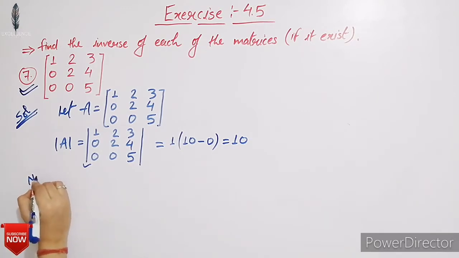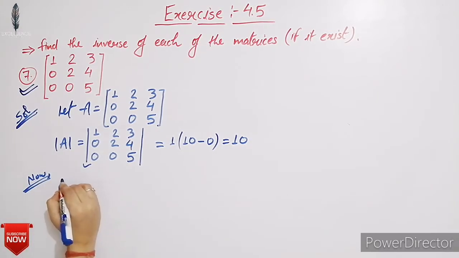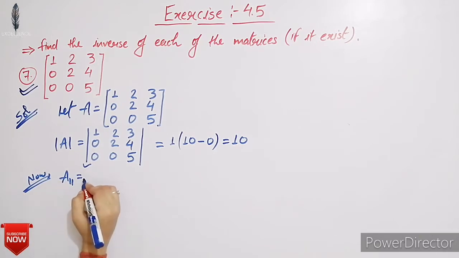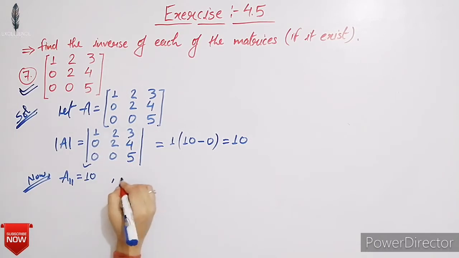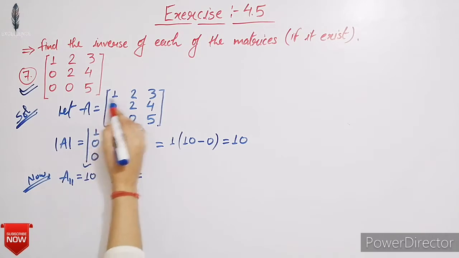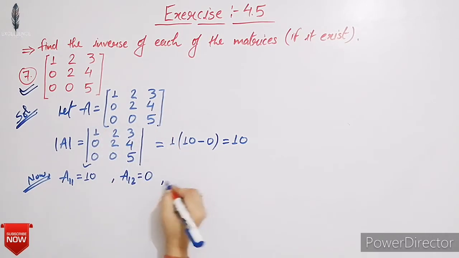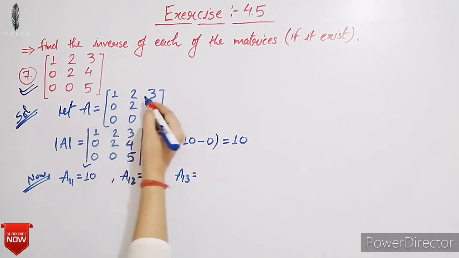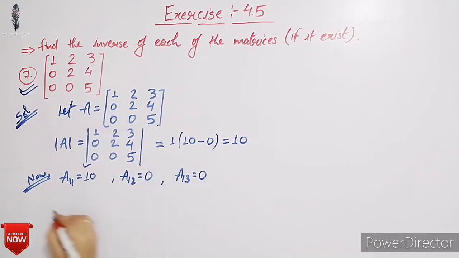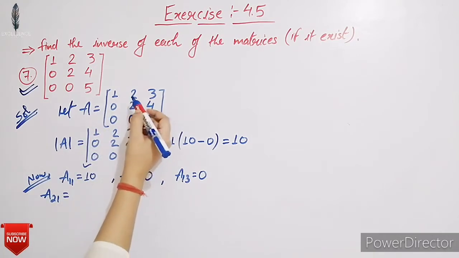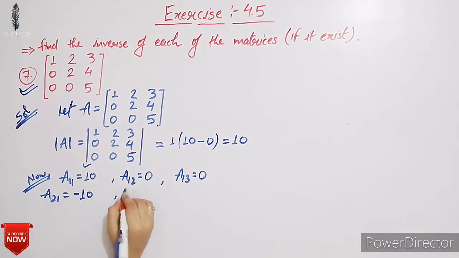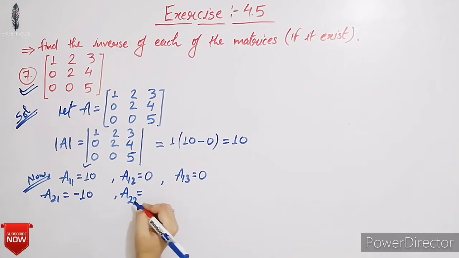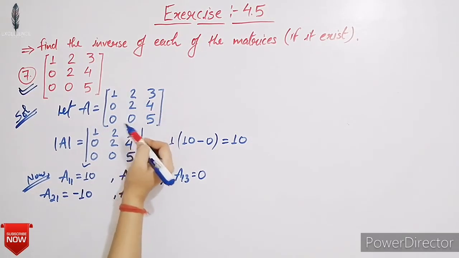Now to find its adjoint, first we have to find its cofactors. So now here A11 is equal to positive M11. On blocking first row and first column, we have 10. And A12 is equal to negative M12, so here 0. And A13 is equal to positive M13, that is also 0. And A21 is equal to negative M21. So on blocking second row first column we have -10. And here A22 is equal to positive M22, that is equal to 5.